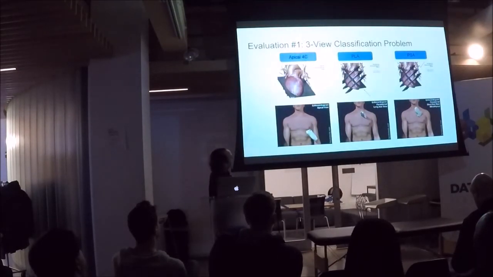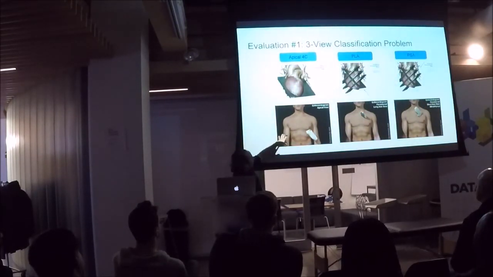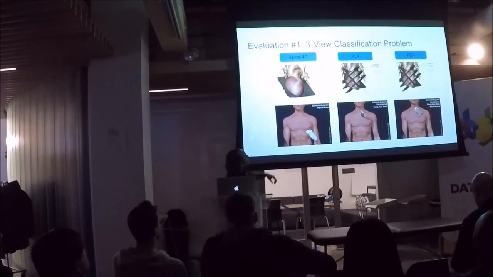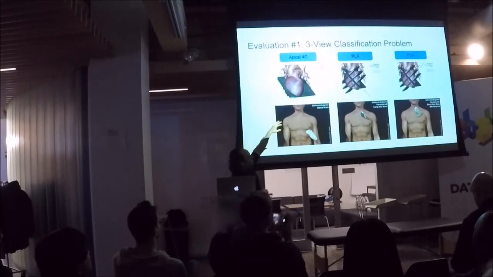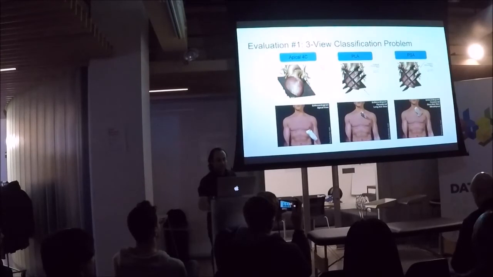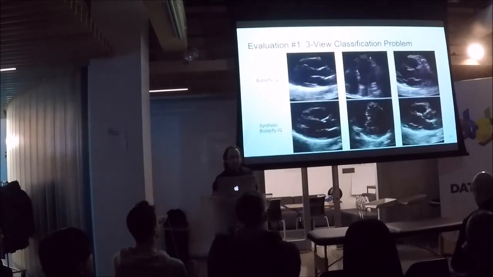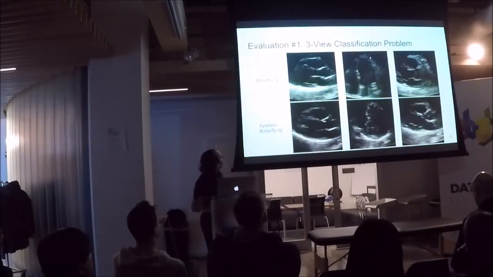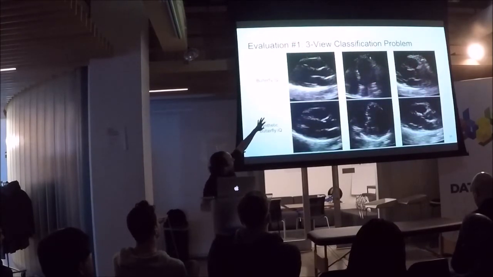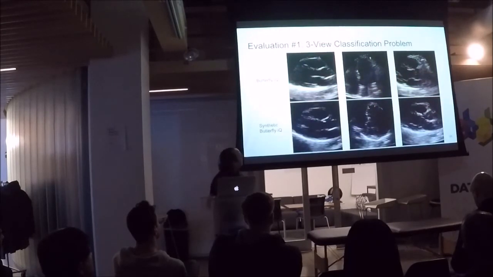Just to give you a rough sense of how different these could be, this is a visualization of different views of the heart. Depending on where you place the probe, you're obviously going to get a slice through the heart at radically different places. These are some examples of what some of these slices look like in practice. This is an example of how real Butterfly images look compared to synthetic ones. You might not be able to tell the difference if you haven't stared all day at ultrasound images.